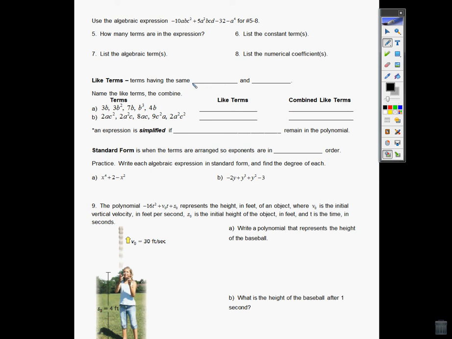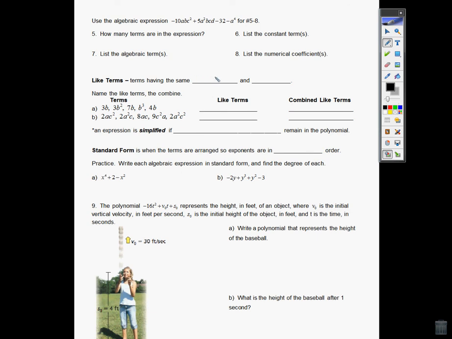Alright, so now what we're going to do is move into a really long polynomial, but some of the terms are what we call like terms. I've used that wording before, but we're going to expand on it a little bit because we're introducing all of these exponents, and we might not be sure what exactly a like term is anymore when we have all of these crazy monomials.